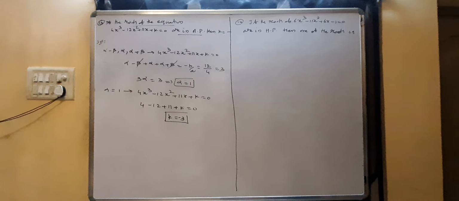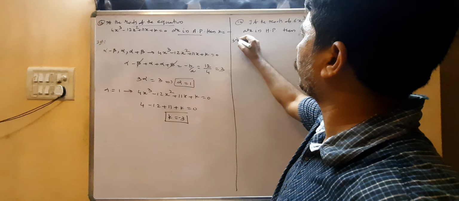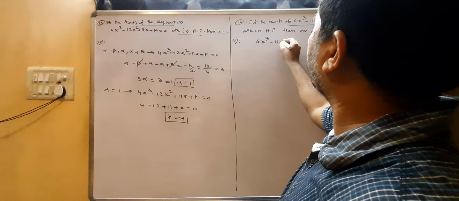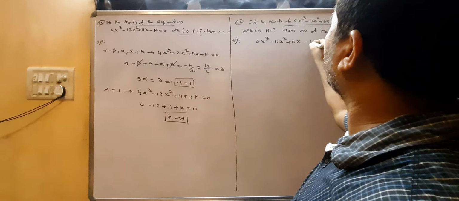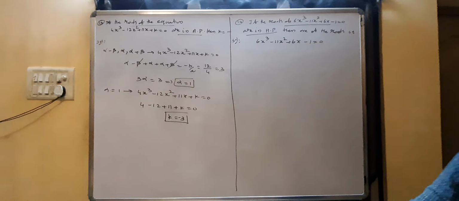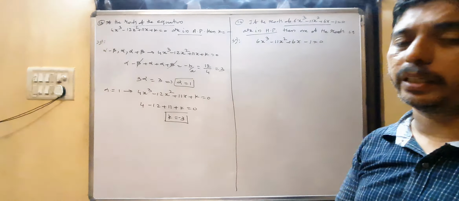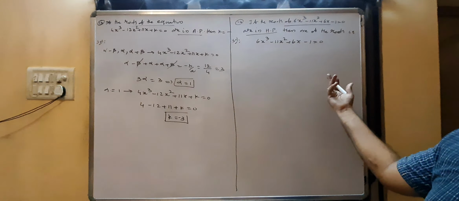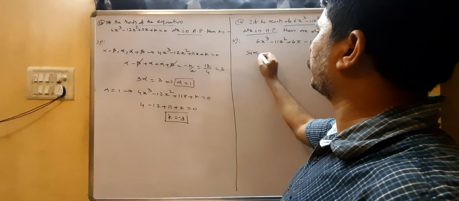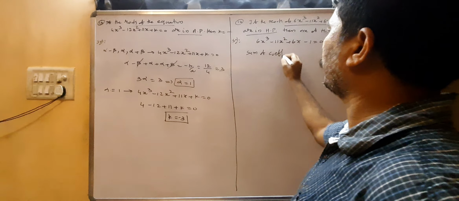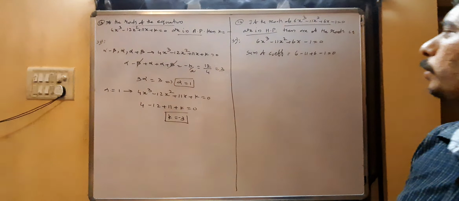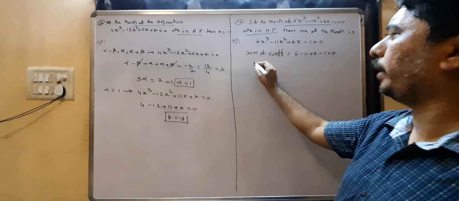Coming to the next question. The roots of the equation 6x cube minus 11x square plus 6x minus 1 equal to 0 are in HP. You can use the harmonic progression condition, otherwise you can go for the procedure. Obviously a cubic equation is given. Sum of the coefficients is 6 minus 11 plus 6 minus 1 equal to 0. That means x equal to 1 is a root.